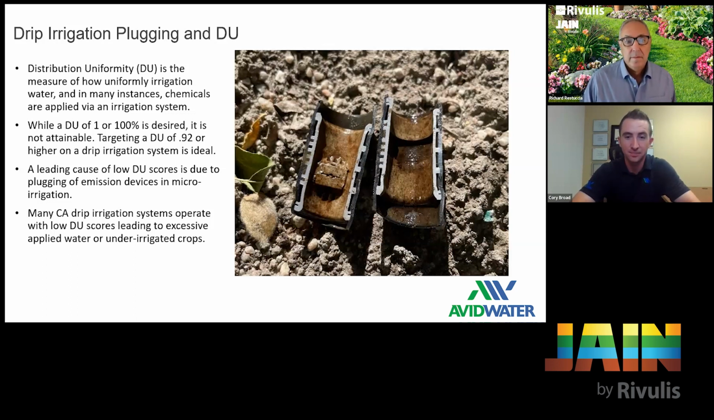But this doesn't even look like it's necessarily that dirty to the naked eye, but somebody who knows emitters pretty well, these things were solid as far as plugging goes. And so, I look at the number of DU tests that we do, and look at the number of systems that are probably operating with, I'll say, a subpar, substandard DU. Really, it's just going to lead to over applied water or under irrigated crops. You basically have two ways of looking at that equation. So that's the reason why we do what we do in its most raw form, and something that we help mitigate.